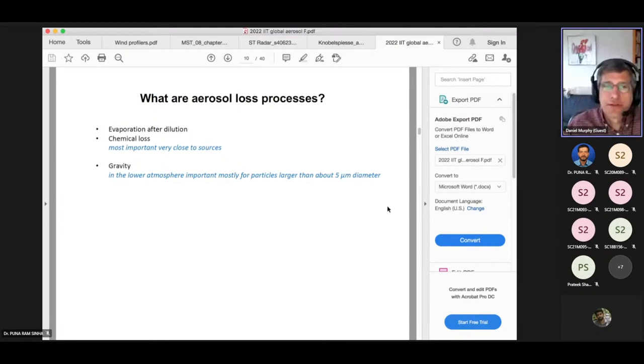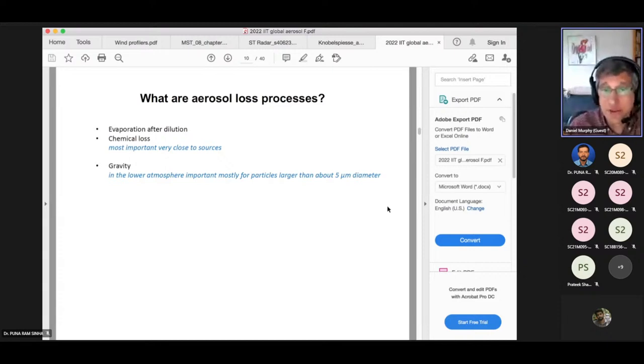One is there's actually a very closely coupled pair of evaporation after dilution and chemical loss. And these are most important very close to sources. So for instance, if you have a car and you measure right behind the exhaust pipe, you actually measure a lot more aerosol than you do, say, a kilometer away from the same car. And it's because as you dilute it, some of the aerosols evaporate and there's chemical loss.